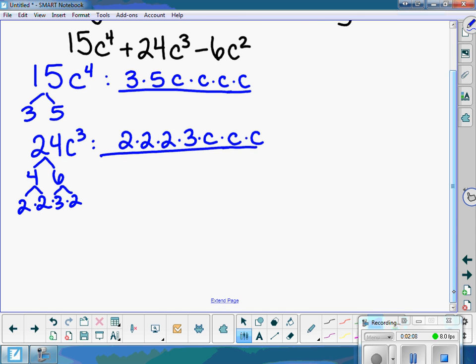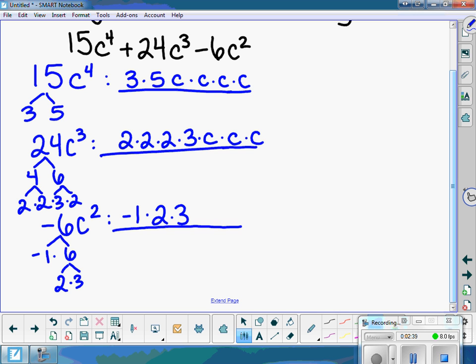We have to factor the negative 6c squared as well. Negative 6 is a negative number, so we do need the negative 1 times 6. So negative 1 times 6, and then we can factor that further, because 6 is not prime, into 2 times 3. So we have negative 1 times 2 times 3, and then c times c for c squared.